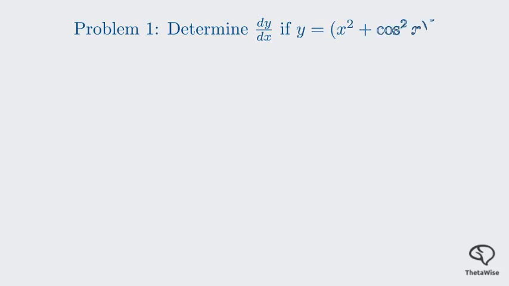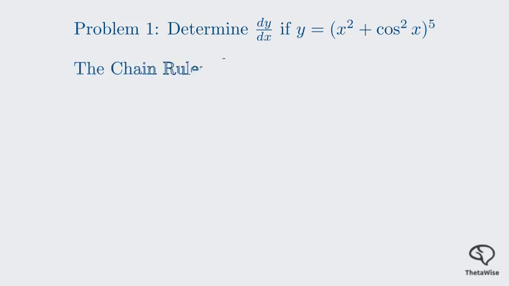Here's our first problem. We need to find the derivative of y equals the quantity x squared plus cosine squared of x, all raised to the power of 5. This is a perfect example of a composite function. We have an outer function, something raised to the 5th power, and an inner function, x squared plus cosine squared of x. The chain rule tells us how to handle this.